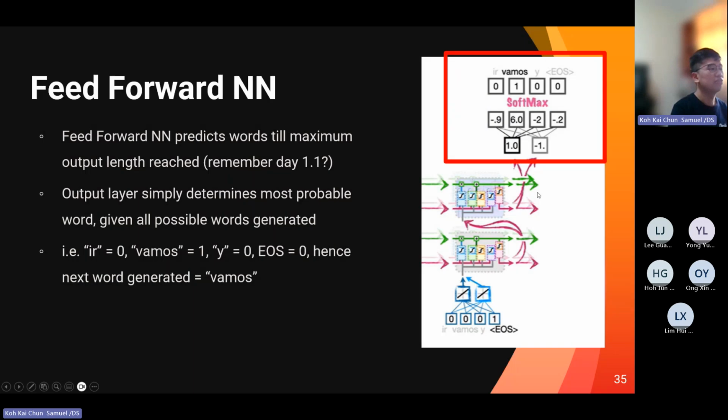I always like to give an analogy of this example here. It determines the most probable word given all possible words generated. So ever wonder how ChatGPT tries to generate word by word?